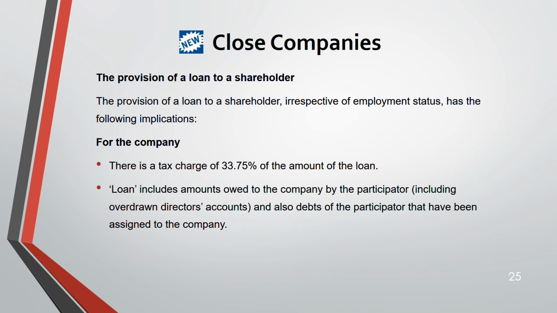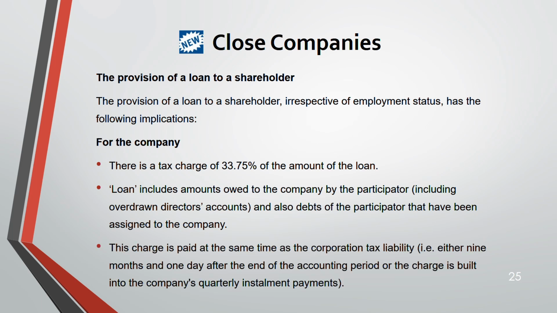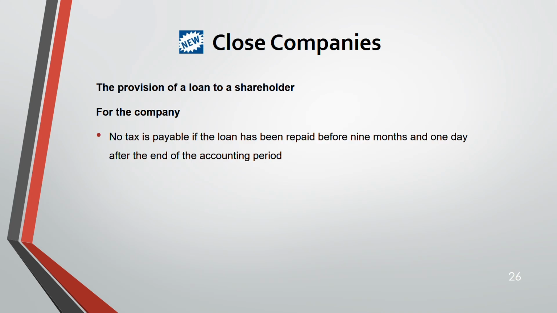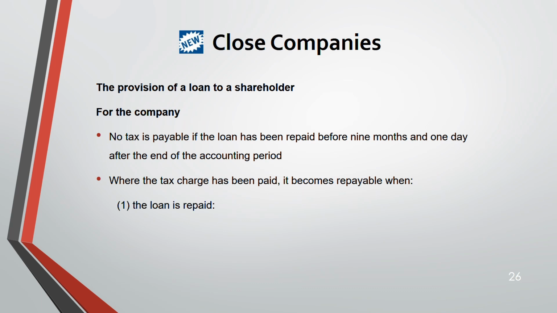Now, the loan includes the amounts owed to the company by the participator, including overdrawn directors' accounts, and also debt of the participator that has been assigned to the company. This charge is paid at the same time as the corporation tax liability, either 9 months and 1 day after the end of the accounting period, or the charge is built into the company's quarterly instalment payment. Next, no tax is payable if the loan has been repaid before 9 months and 1 day after the end of the accounting period. So that's why you always have to check the due date when the loan was repaid. Where the tax has been charged, it becomes repayable when the loan is repaid.